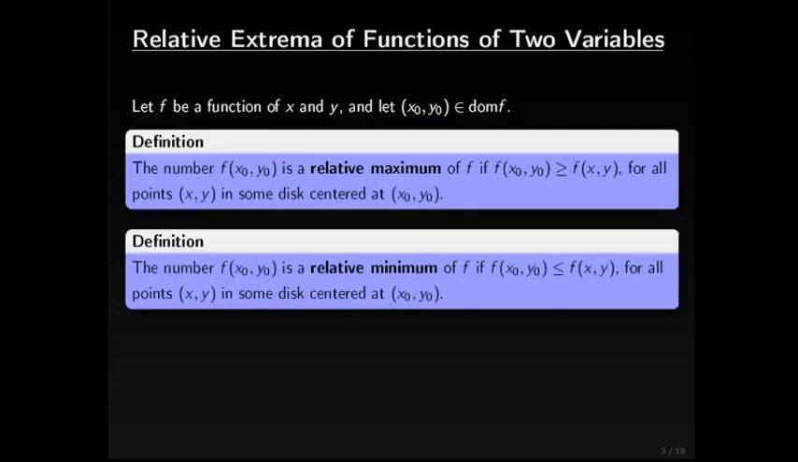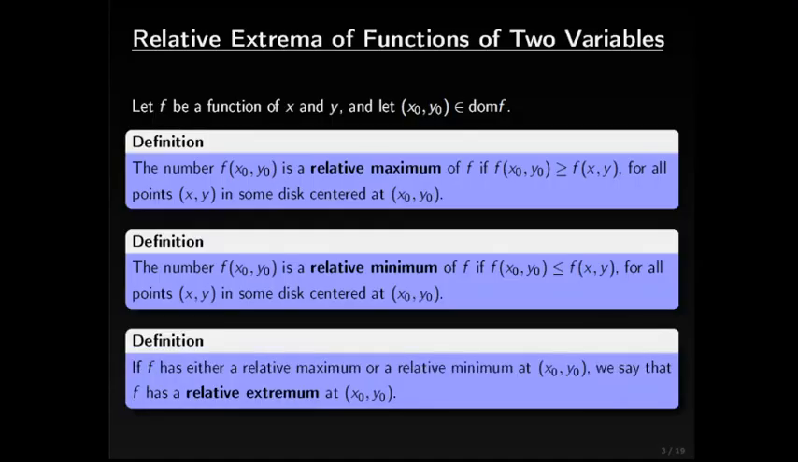We say that f of x naught, y naught is a relative minimum of f if f of x naught, y naught is less than or equal to f of x, y for all points (x, y) in some open disk centered at (x naught, y naught). Now, if f has either a relative maximum or a relative minimum at (x naught, y naught), then we say f has a relative extremum at (x naught, y naught).